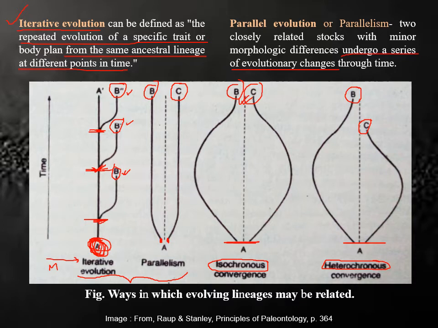And it is due to this evolutionary convergence that organisms look similar to other organism groups, although they may or may not be genetically or phylogenetically related to each other. So here you can see these B and B dashed are phylogenetically related and they look similar.